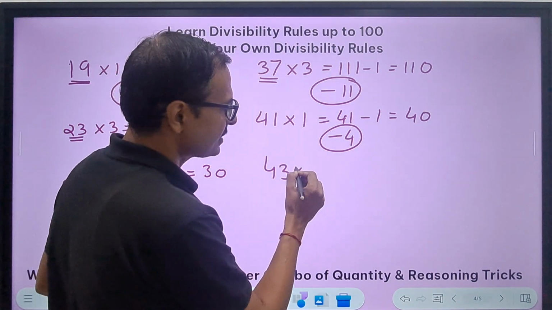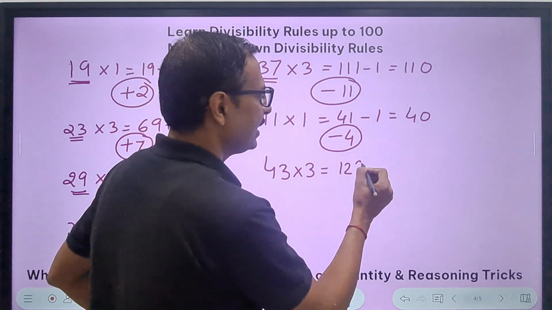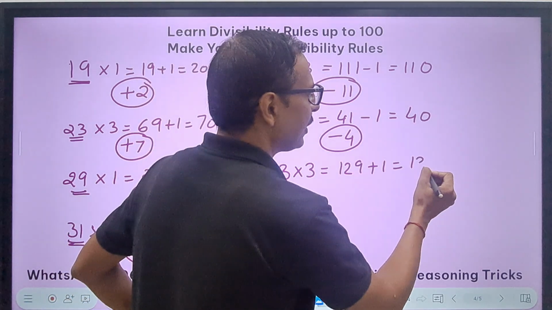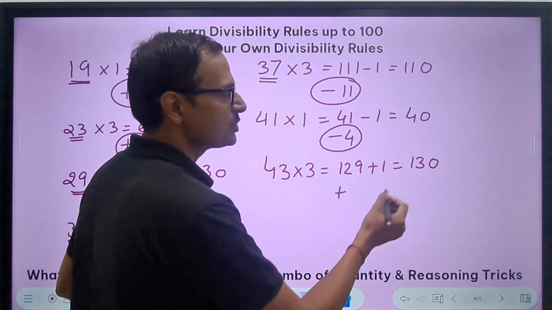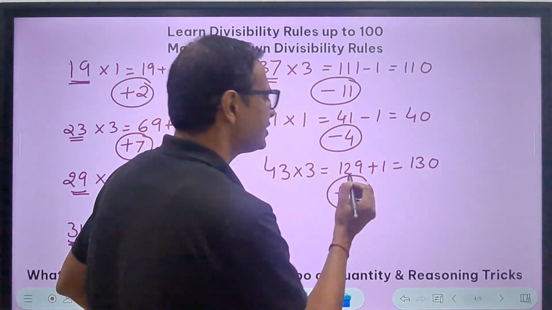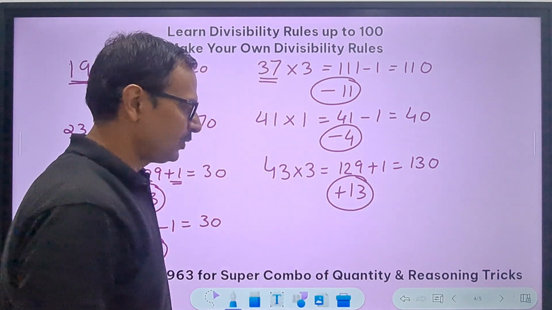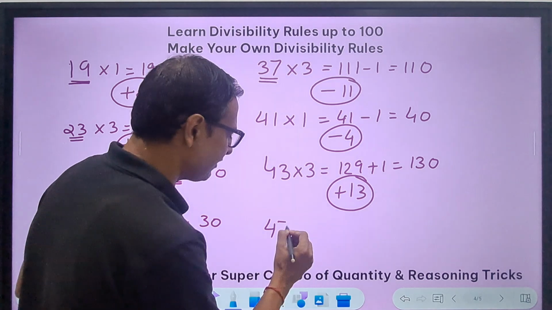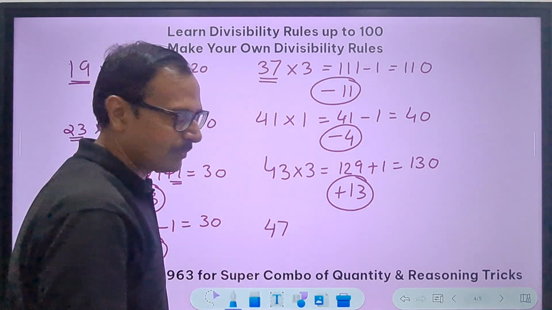43 times 3 is 129. Add 1, you get 130, a round figure. We added 1, so 13 tenths, so plus 13 is the oscillator for 43. You want one more? Let's take 47, which is prime.